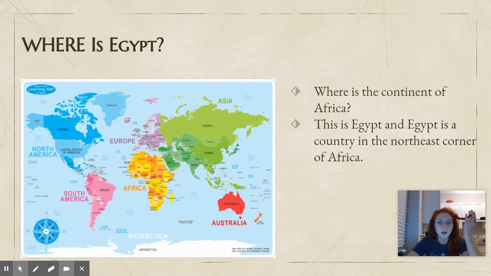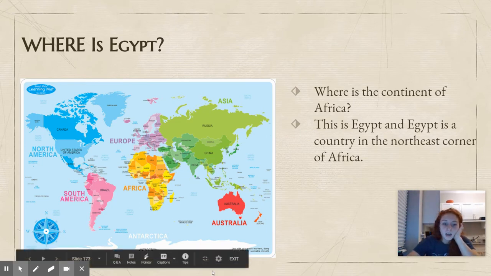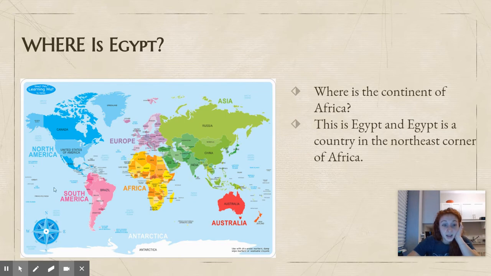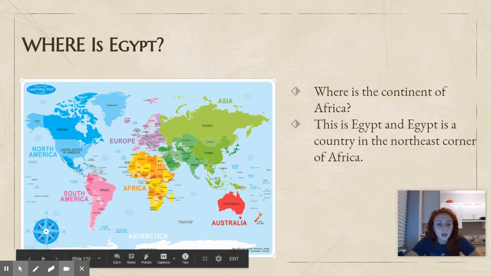So where is Egypt? Let's start with where is the continent of Africa, okay? So remember, Africa is a continent. So where is Africa? Africa is right here, the yellow and orange, okay? And where is Egypt? Remember, Egypt is a country in the northeast corner of Africa, okay? Egypt is right here.